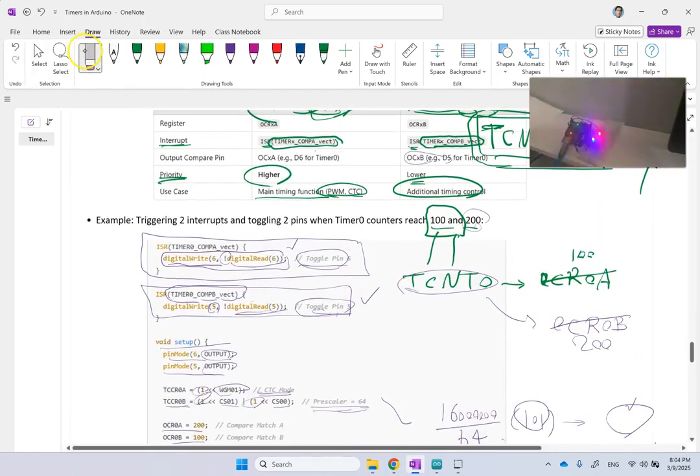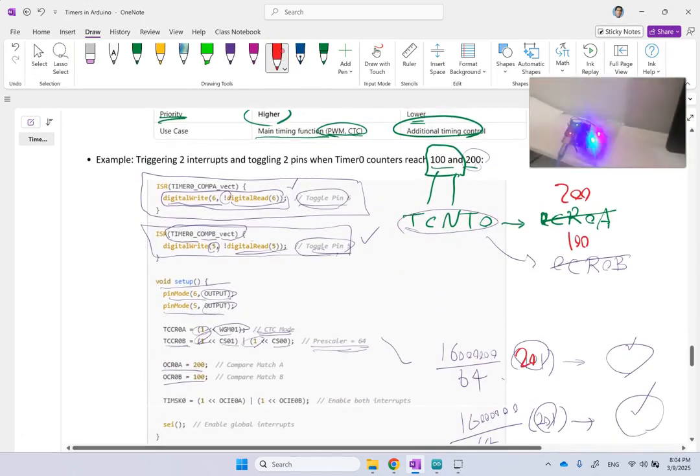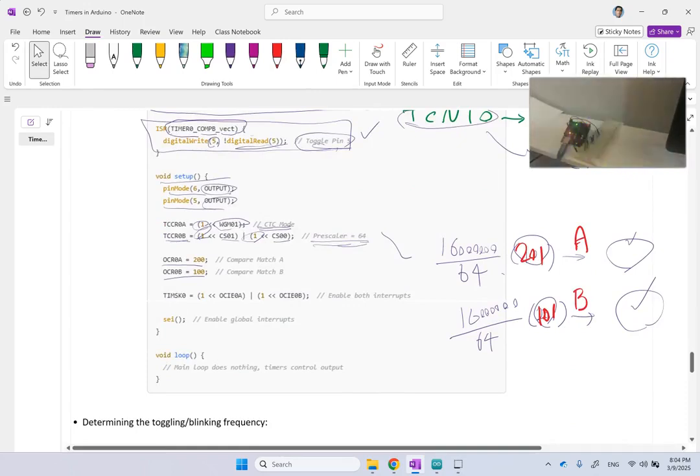So in this case, I need to go back and redo this, right? Because this is 200 and this is 100, this is going to be 201 and this is going to be 101. This is for A, this is for B. And I do that, so I set my compare values.